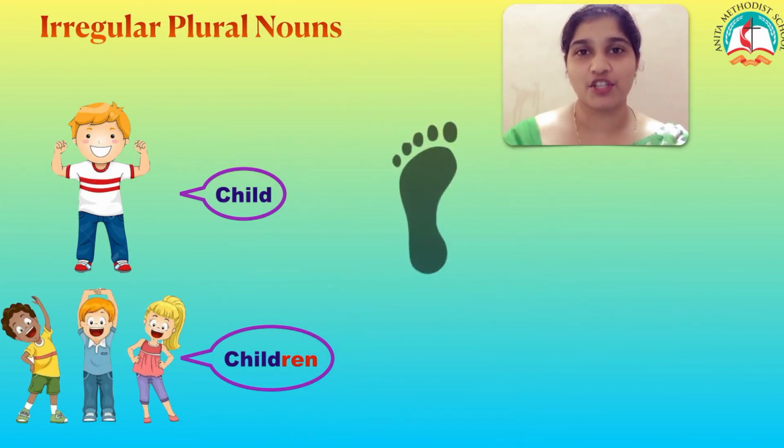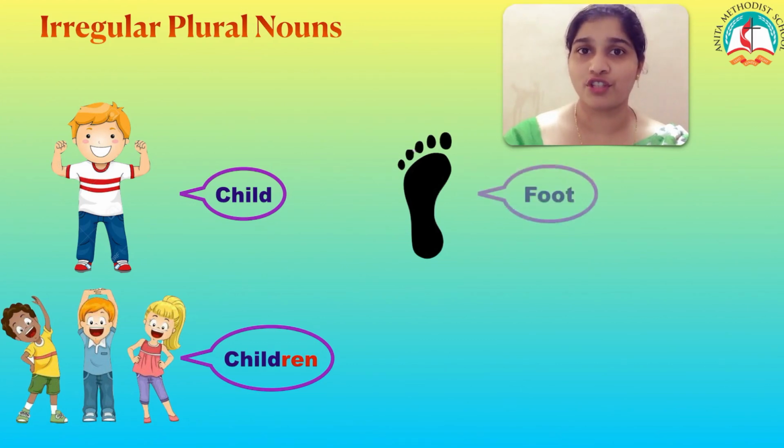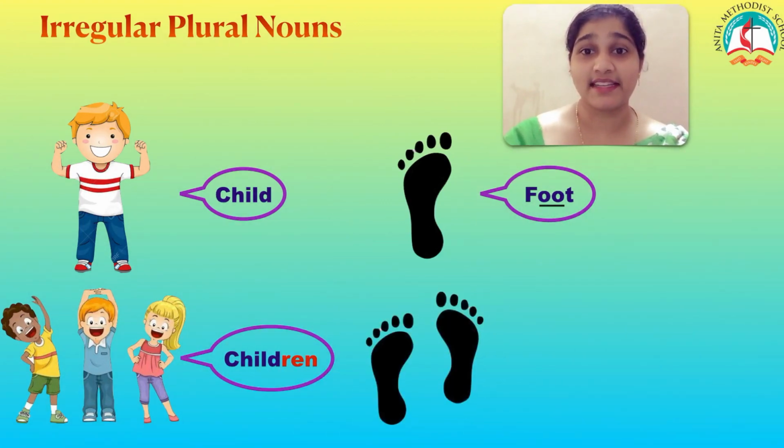Here is another picture. What do you see there? It is the foot. And can you underline the vowels in this word? It is O, and again we have O. And what do you see in this picture? It is feet. So the plural form of foot is feet. So if you note, children, I have converted the vowel O into E to change it into plural.